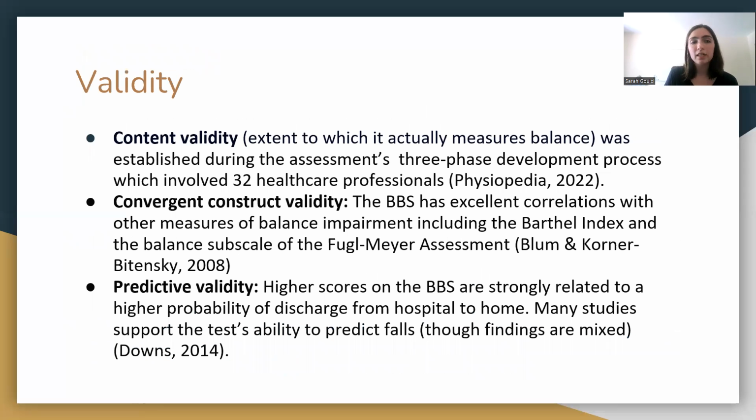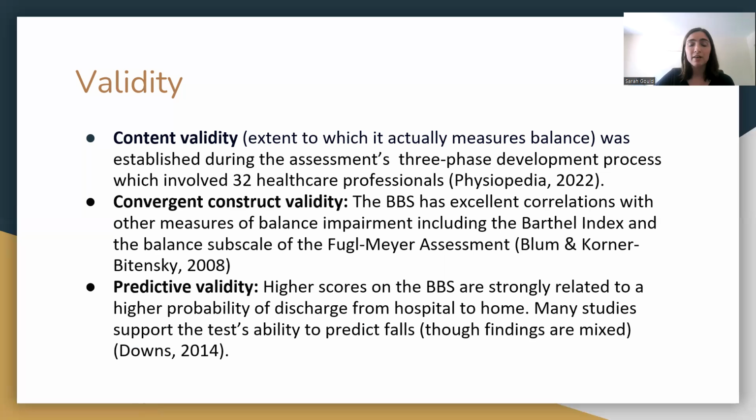In terms of validity, content validity, or the extent to which this assessment actually measures balance and impairments in balance, was established when the assessment was developed. So a bunch of healthcare professionals worked to refine the questions that were asked and to ensure that they actually were going to be a good measure of balance impairment. They did that during a three-phase process. And in terms of convergent construct validity, this refers to how it correlates with other measures of balance.